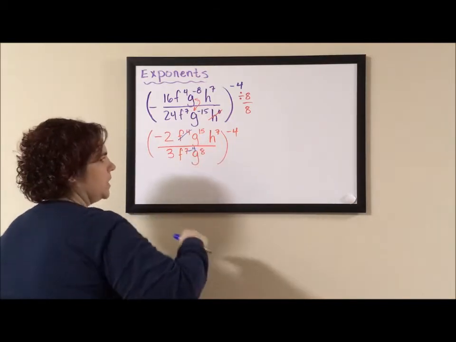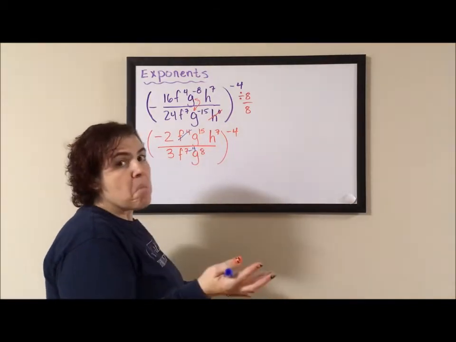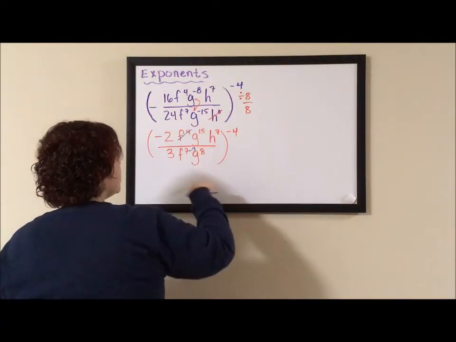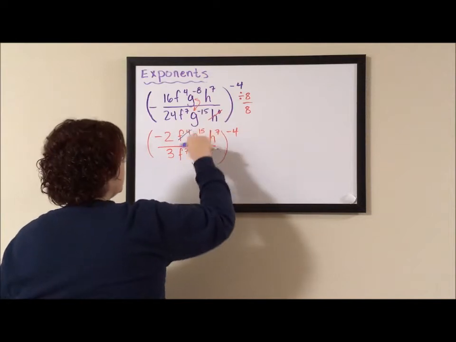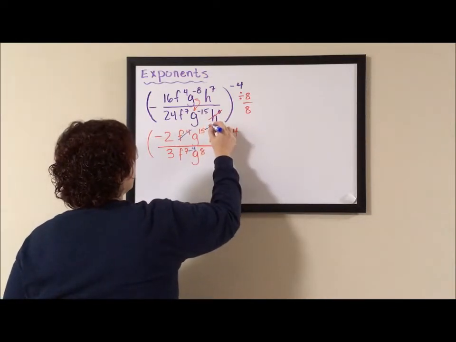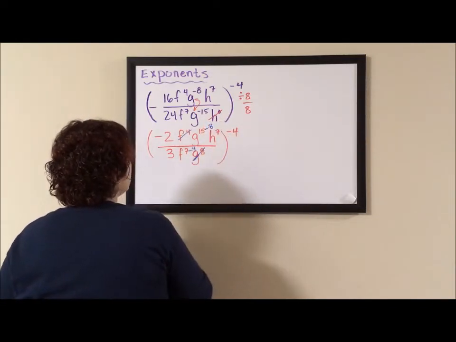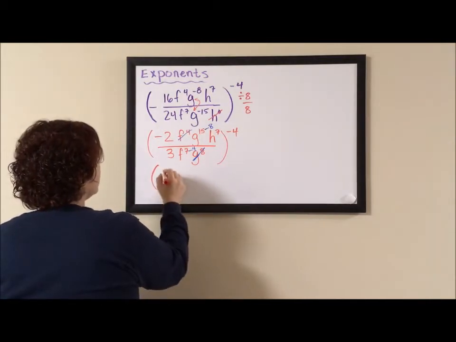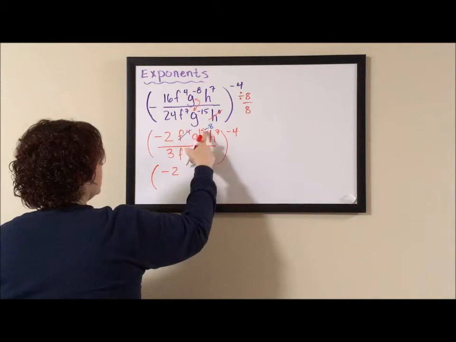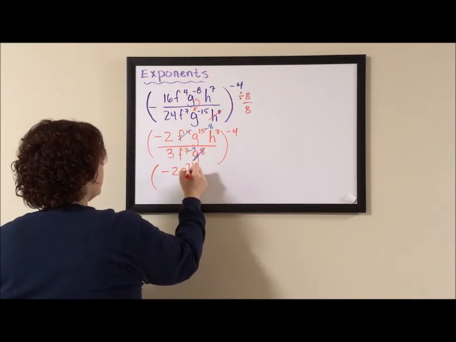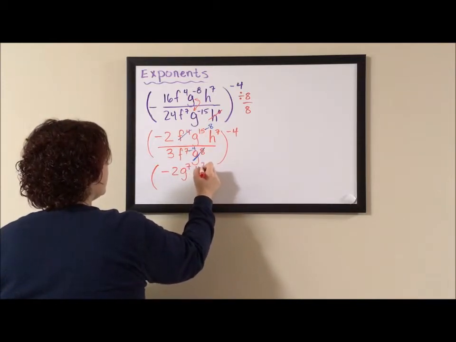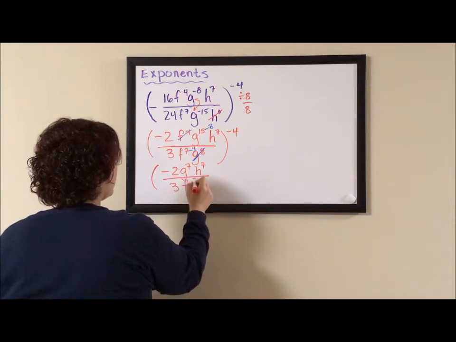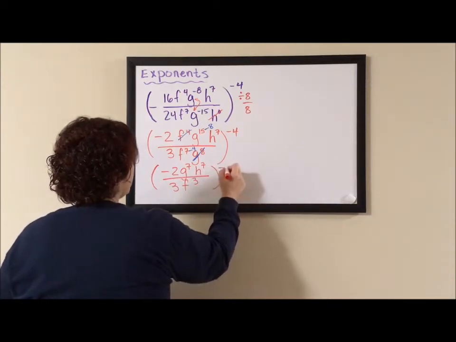The g's could be the gunmen. So the north sends 15, the south sends 8, the 15 is going to win out. I'm going to subtract 8 so that I now have negative 2, g to the 7th, h to the 7th, divided by 3 f cubed, all to the negative 4.